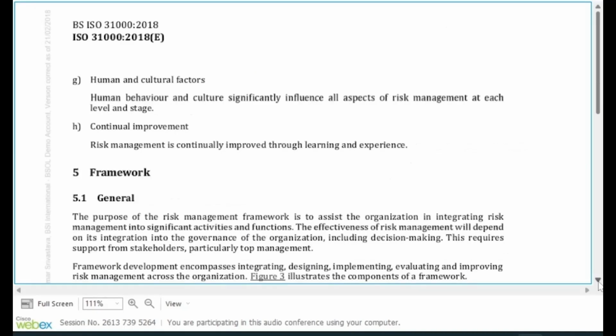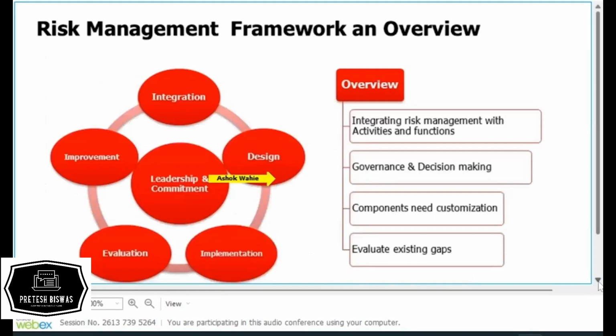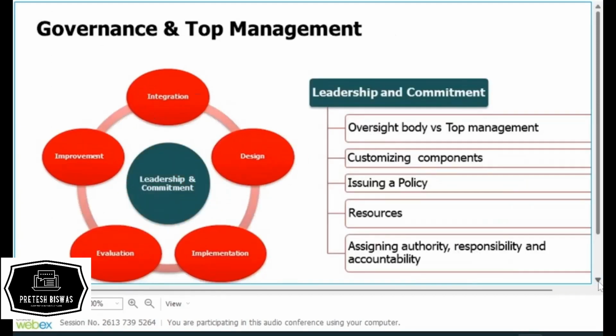So this much about clause 5.1. Now we are going to look at clause 5.2. Let us look at the slides. As I mentioned to you, one of the most important things when we establish a risk management framework is leadership and commitment demonstration. How can we demonstrate that the board of directors and the top management or the leadership is committed to implementing or establishing a risk management framework in our organization? So, what is the involvement of leadership?